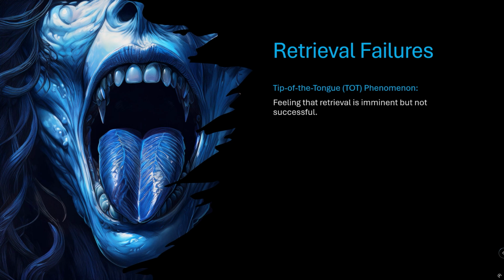What about retrieval failures? What about when we fail to retrieve that information? Tip of the tongue phenomenon. You guys ever experienced this? Probably. So feeling that retrieval is imminent but not successful. If you ever tried to remember something, might be the name of something, or the location of something, and it's right there, right on the tip of your tongue, but you just can't manage to remember where it is. This is known as the tip of the tongue phenomenon.